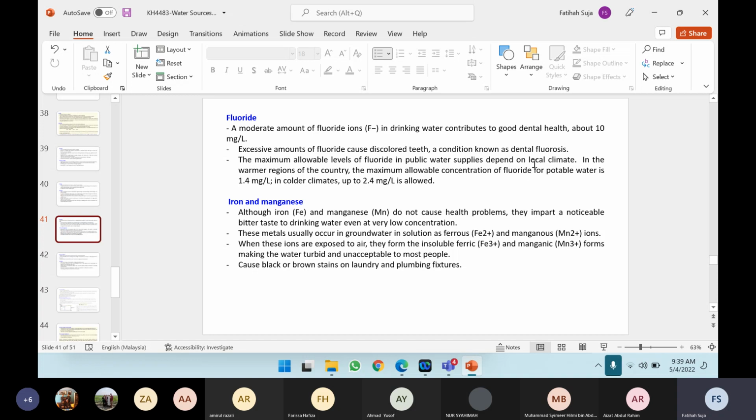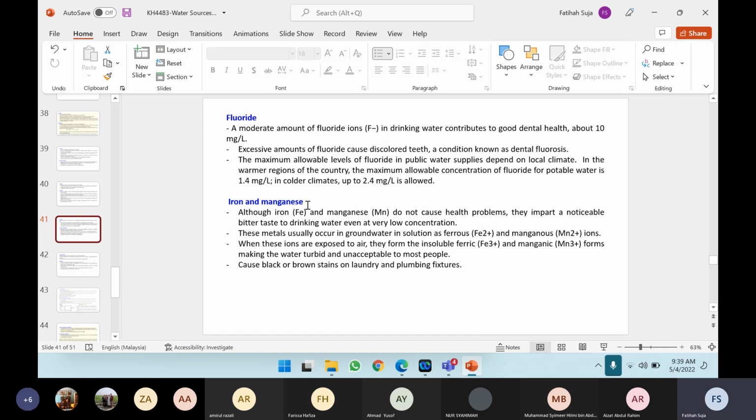and this differs whether we are talking about a sample in cold climates or tropical climates, because the concentration of fluoride for potable water is only 1.4 milligram per liter, but in colder climates up to 2.4 milligram per liter is allowed.